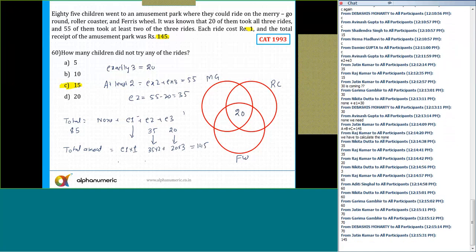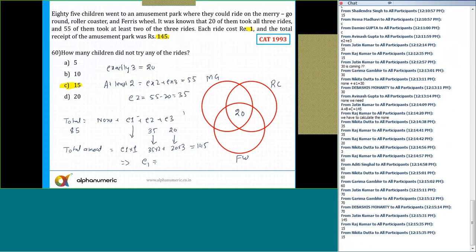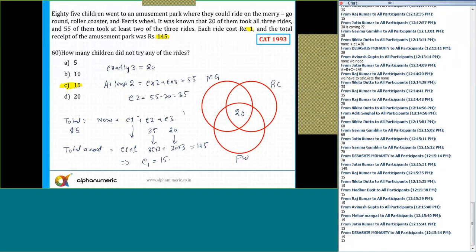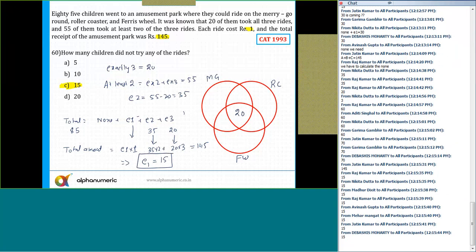So from here we can find out the number of students who have taken exactly 1 ride. Can you tell me how many children took exactly 1 ride? That is 15. That's right. So there were 15 students who have taken exactly 1 ride. Now we need to calculate the none. From this equation, total is equal to 85, which is equal to none plus exactly 1, which is 15, exactly 2 is 35, and exactly 3 is 20. Solve this, we'll get none as also 15. And this is the answer.